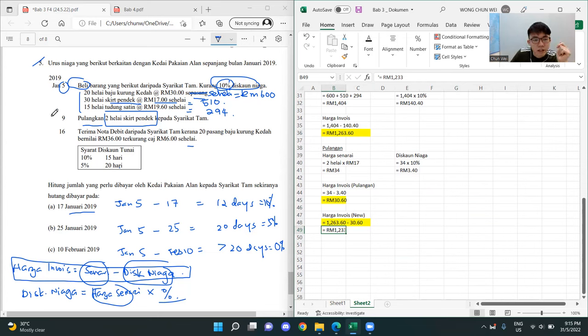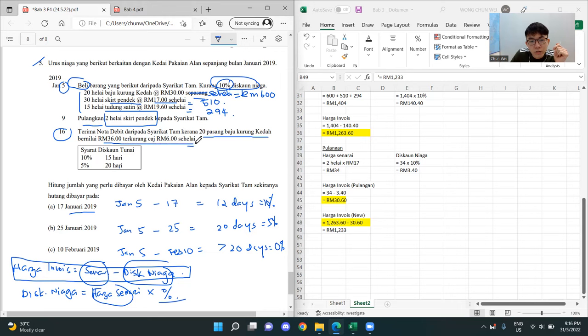But you see, on the 16th, terima nota debit daripada syarikat tang kerana 20 pasang baju kurung Kedah bernilai RM36 to kurang charge RM6 sehelai. Okay, now they are telling us that there is a nota debit. Okay, why? Because they actually under-charged RM6 sehelai. Is it not? So earlier when you look back, your baju kurung Kedah is RM30 sehelai, but now it becomes RM36 because they under-charged RM6. So you use 30 plus 6, you get 36. You know what I mean? So now you have a terkurang charge.